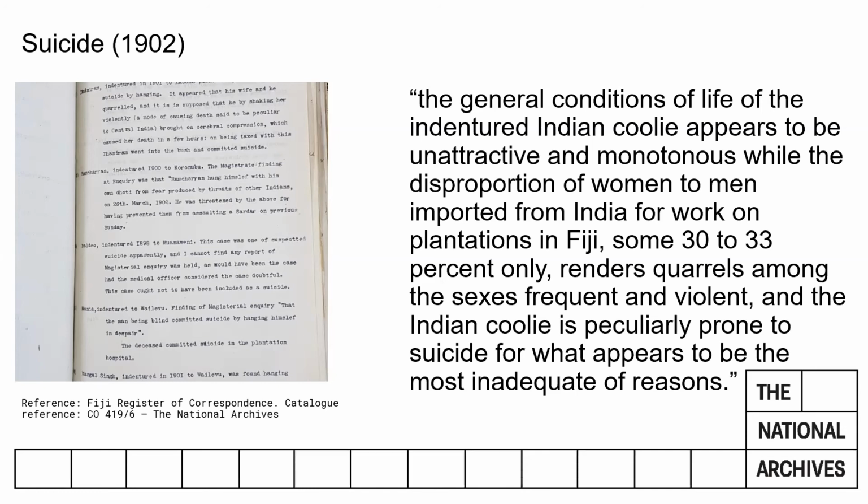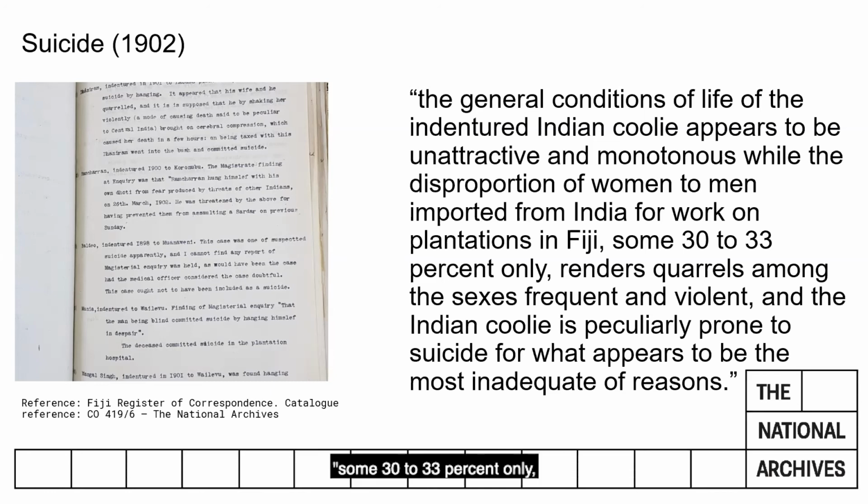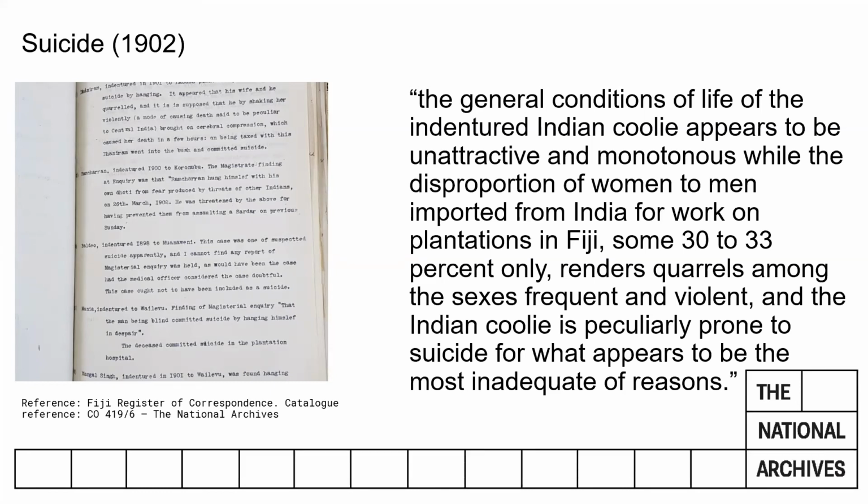The letter says that the general conditions of life of the indentured Indian coolie appears to be unattractive and monotonous, while the disproportion of women to men imported from India for work on plantations in Fiji, some 30 to 33% only, renders quarrels among the sexes frequent and violent, and the Indian coolie is particularly prone to suicide for what appears to be the most inadequate of reasons.